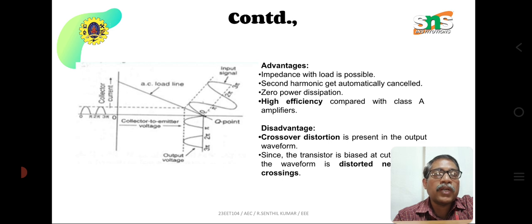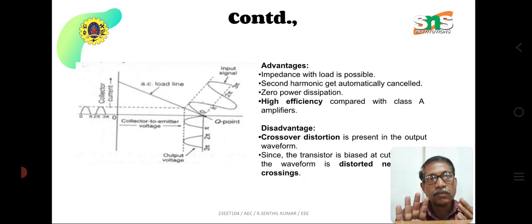Therefore, the advantages are that the impedance matching is good. It is also of higher efficiency compared with the class A amplifier. Whereas, since the waveform is distorted, meaning the negative half doesn't appear, a crossover distortion may be present in the class B type. In order to overcome this crossover distortion, another arrangement comes into the picture, where both the positive and the negative waveforms appear as the output.